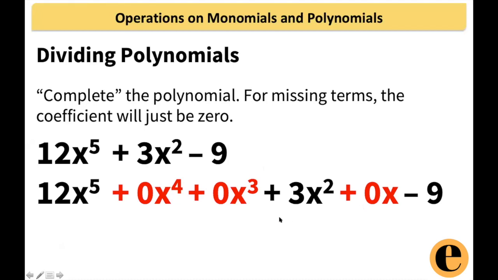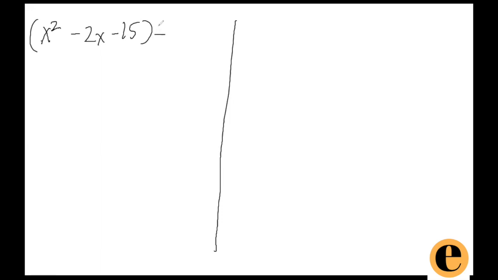Okay? So, ito, gagawin na natin ng both methods para makita nyo. So, one, we have x squared minus 2x minus 15 divided by x plus 3. Okay? So, to do long division method, so nasa loob, x squared minus 2x minus 15.